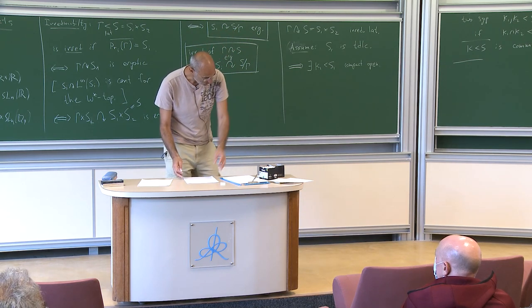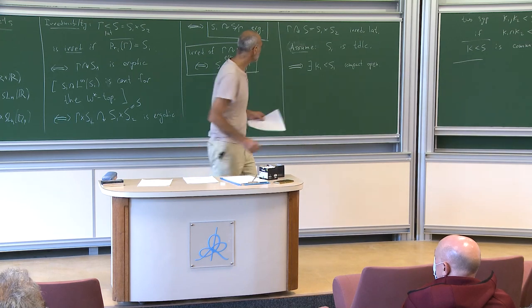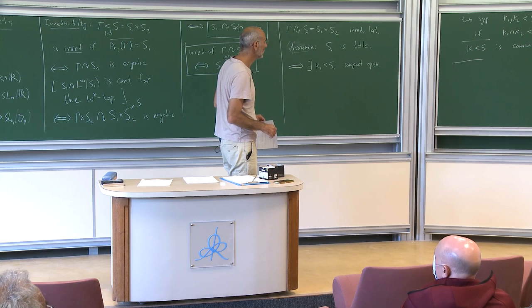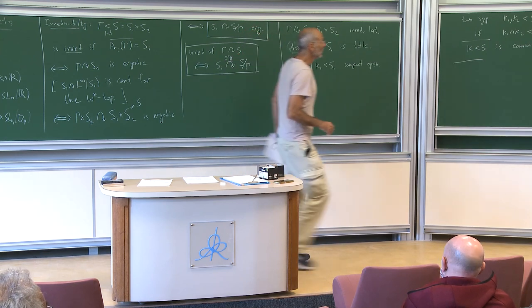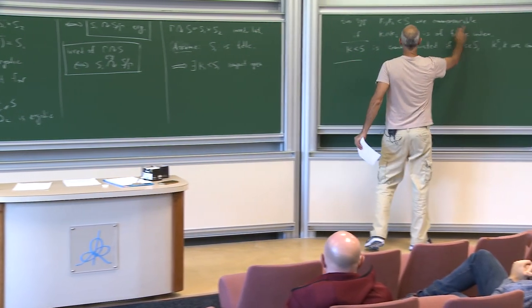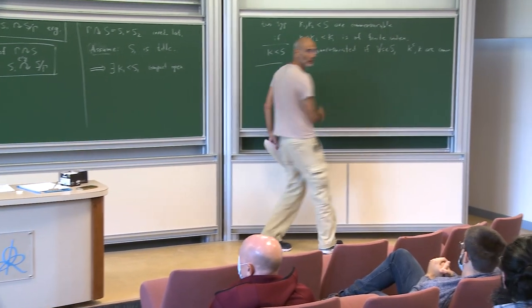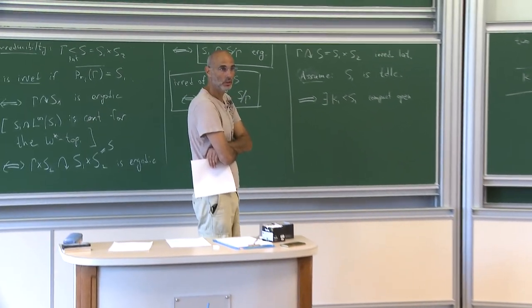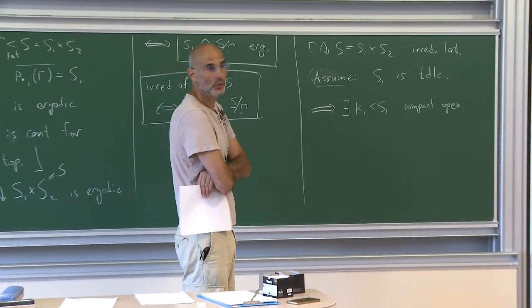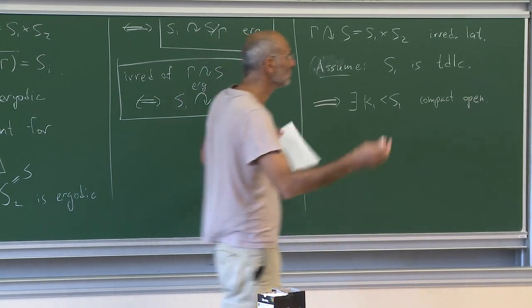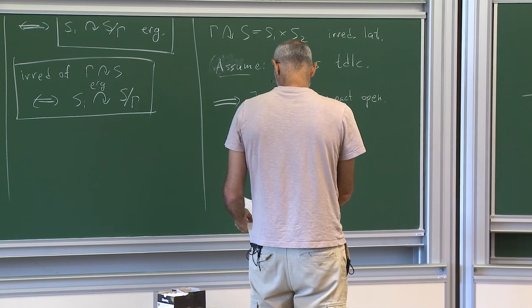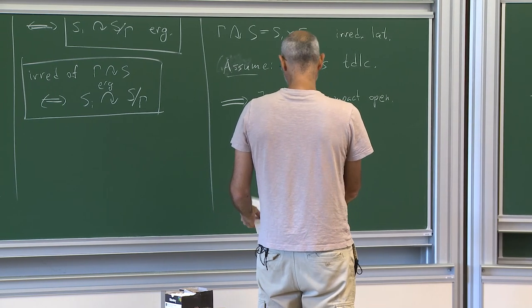So you say that K in S is commensurated if S is a commensurator of K. Yes, okay. There is commensurability of two groups and commensuration of a subgroup in a group. It means that the commensurator is full. Commensurator is full, yes. Standard notation, not my fault. But now let me go back.